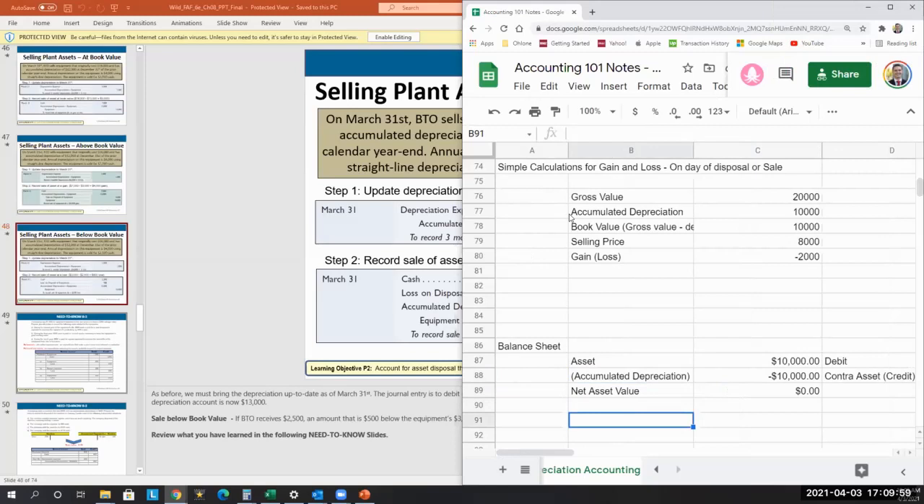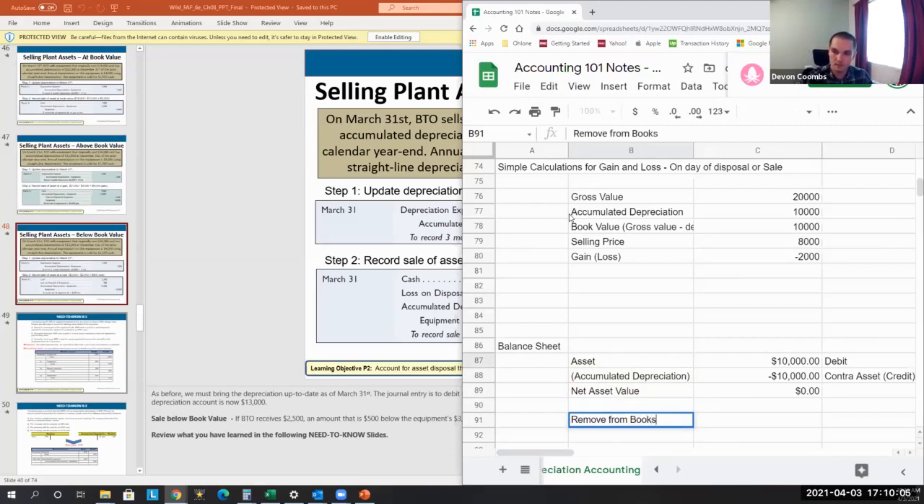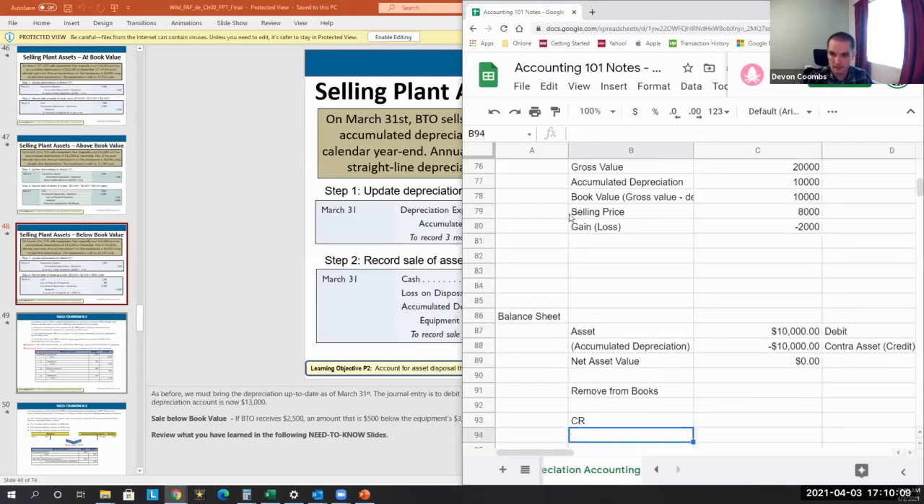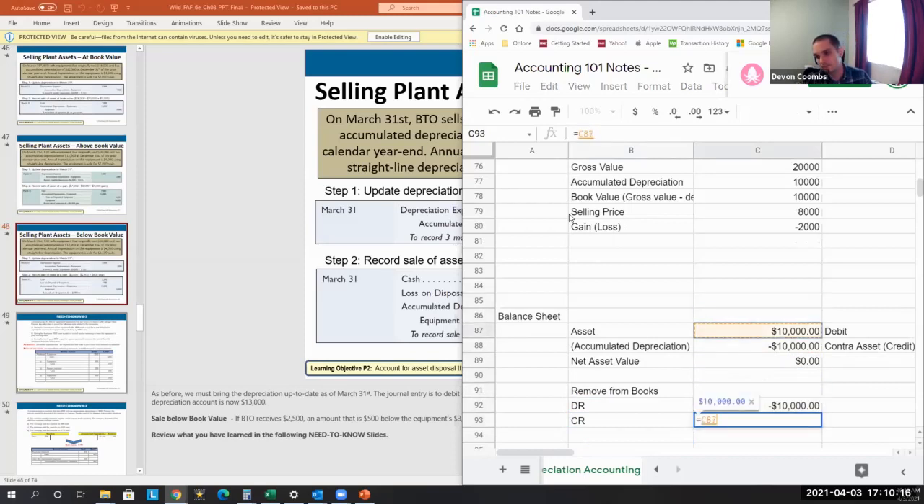And all we would do when we do the journal entry is we just credit the asset, right, to remove it from our books. We credit the asset. So we debit the accumulated depreciation and credit the asset. And it'll give us a 0. The net impact is still 0. It's just on our financial reporting, we show if we still have assets on our books that are fully depreciated.